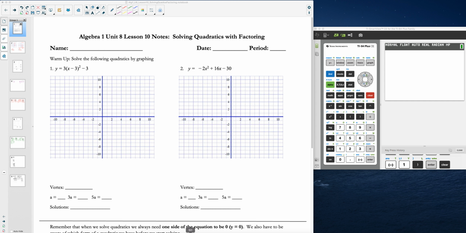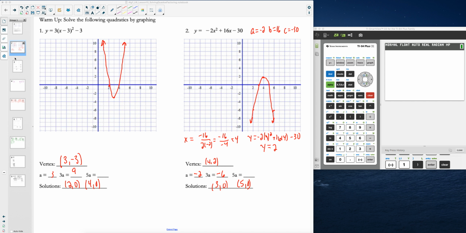You're going to solve these by graphing just like you did in the last unit. So go ahead and pause the video. Go ahead and solve 1 and 2 with graphing and turn it back on. We'll see how you did. All right, and here we go. I have the warm-up worked here, so let's flip over and take a look. The first one, a little less work.